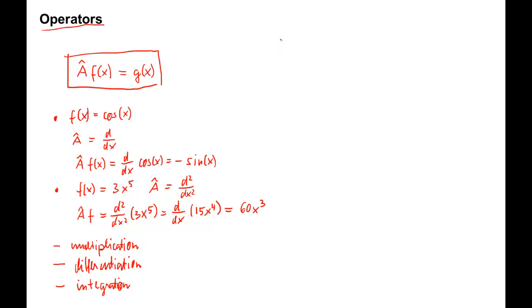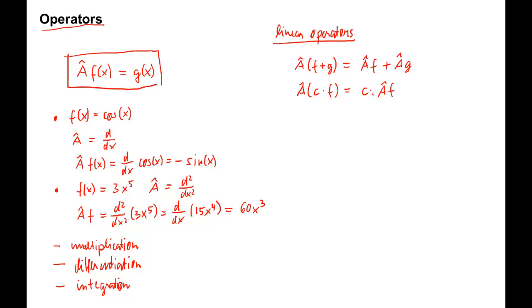A special class of operators are linear operators. They satisfy the two following general properties. A linear operator a operating on a sum of two functions is equal to the sum of the two separate results of a operating on f and on g separately. Also, a operating on a constant times a function is equal to the constant times a operating on the function. We basically can pull the constant out of the operator.